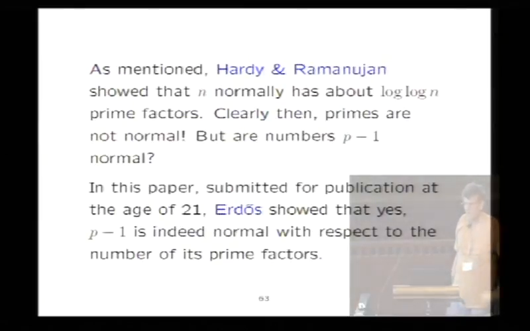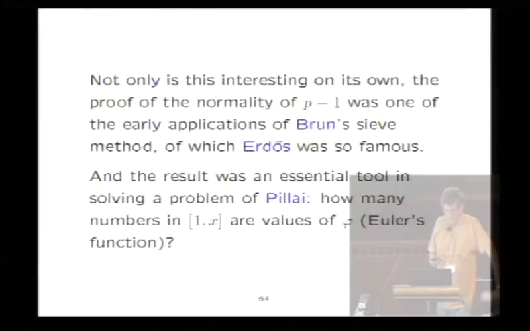Okay, subtract 1 from p. How many prime factors does p minus 1 have? And Erdős showed that p minus 1 is normal. He showed that it has about log p prime factors for most primes p. He used Brun's sieve to do this.